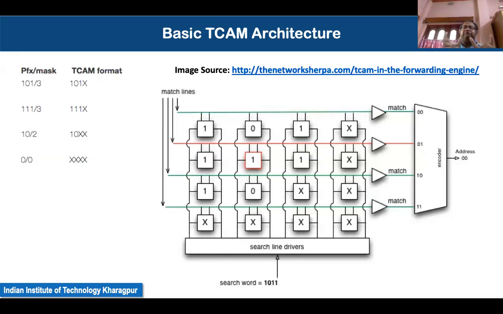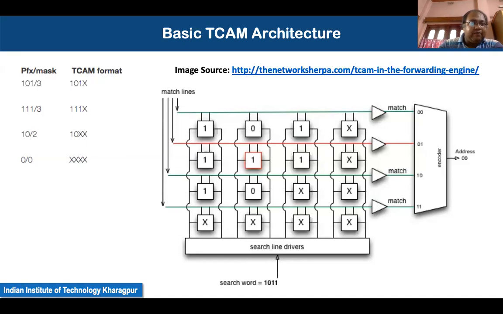That's why CAM is not very suitable for this kind of prefix match, because it is constructed only with two states, ones and zeros. Whereas TCAM has these three states: 1, 0, and don't care. So let us look into how it works.